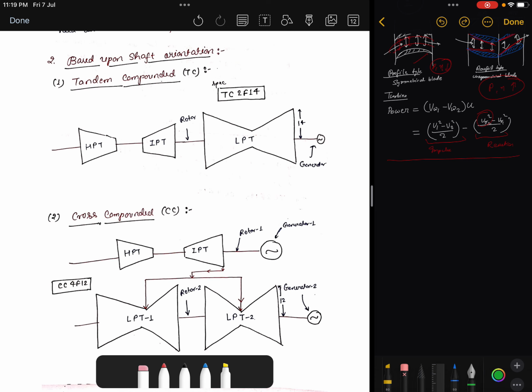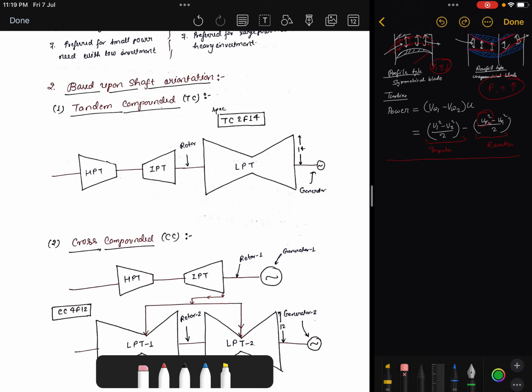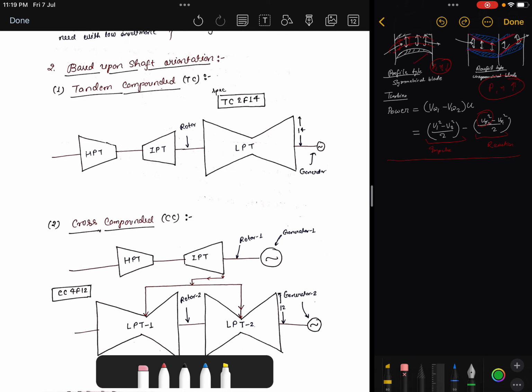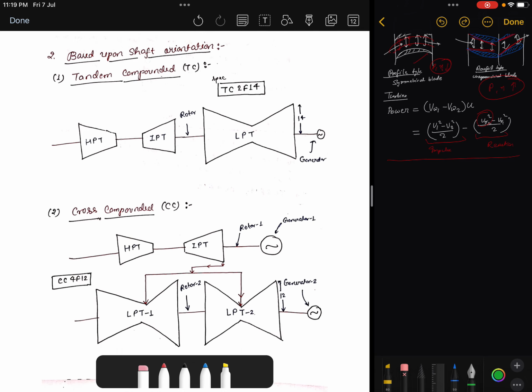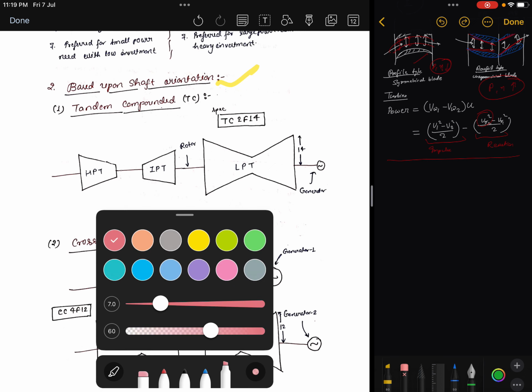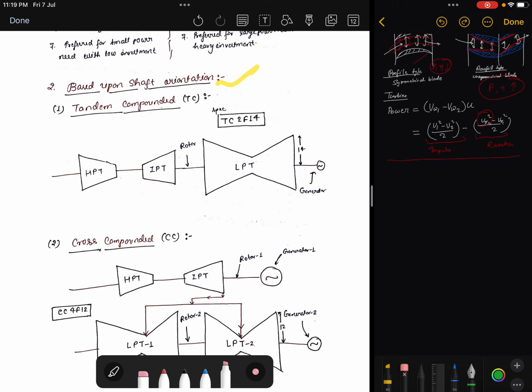So our next topic is the classification of the steam turbine based upon the shaft orientation. Let's just take this color. So first is the tandem compounded.